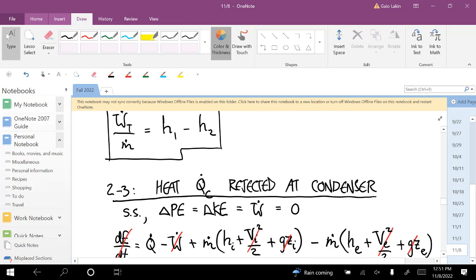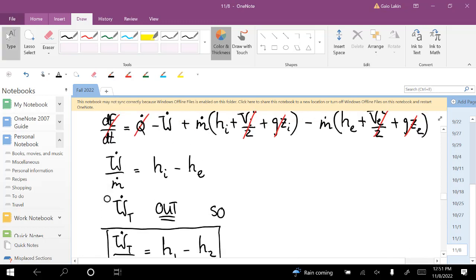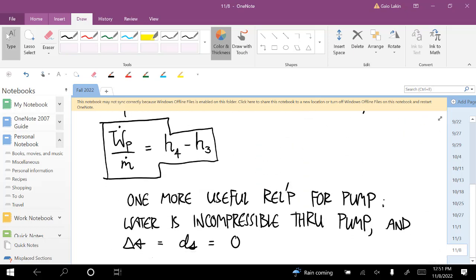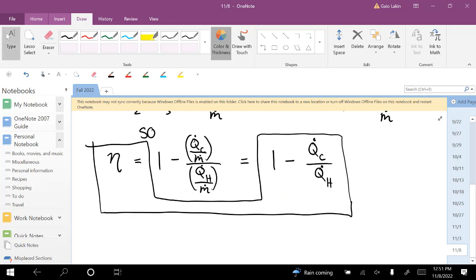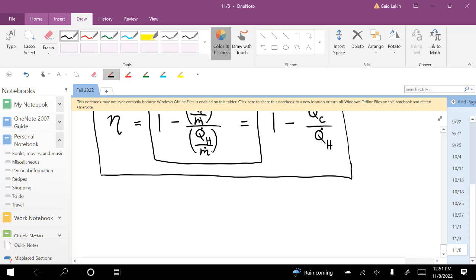Okay, so what do we have so far? We have expressions in terms of enthalpies of the rate of work, and the rates of heat transfer. And then we have an expression for the performance of this cycle in terms of the enthalpies or the heat. And then there's one other parameter or coefficient that's useful for calculating the performance of this cycle. That's called the back work rate.